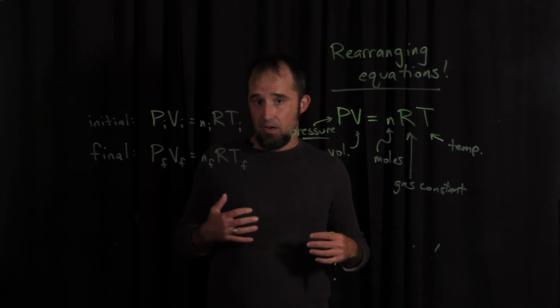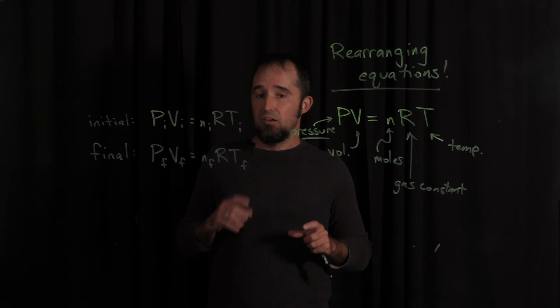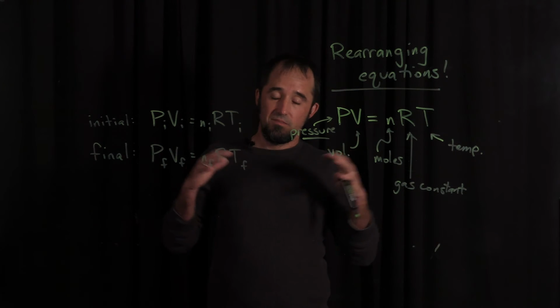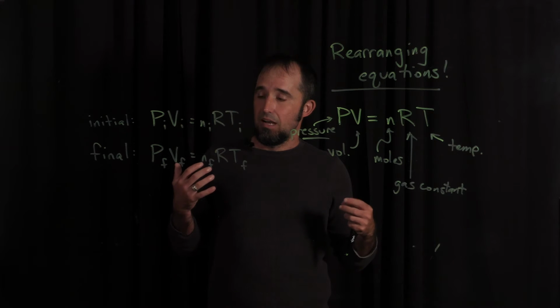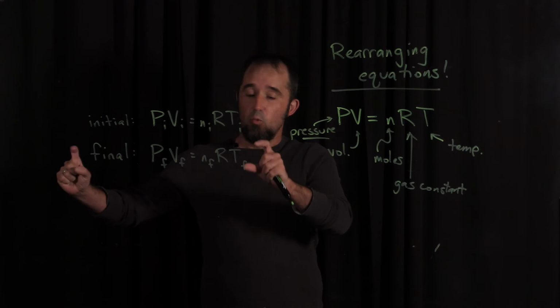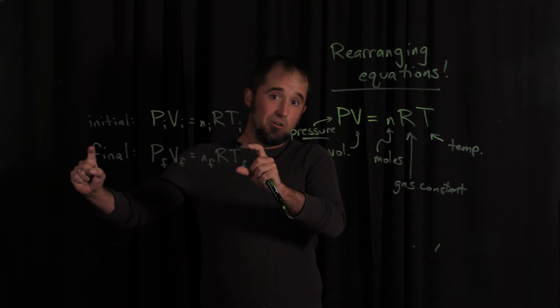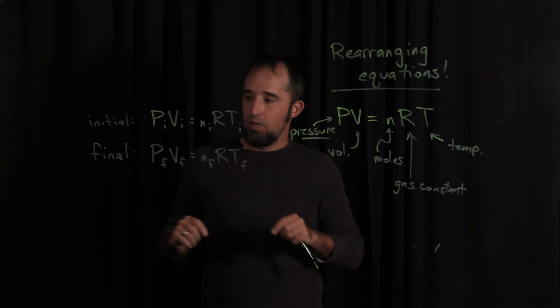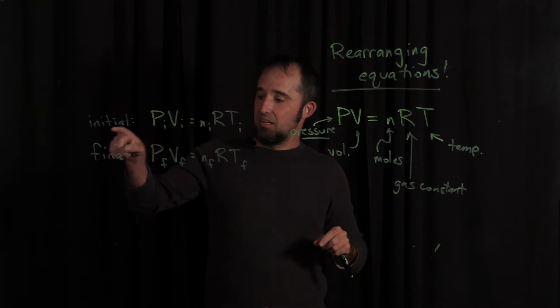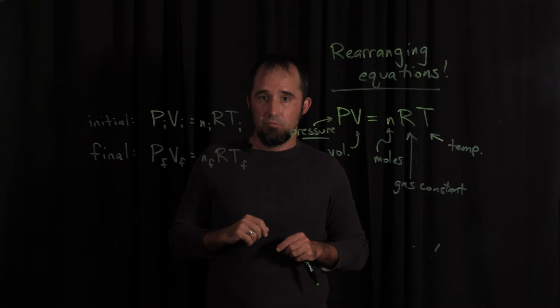There's lots of different scenarios, okay? But we can kind of focus on what is the environment of the ideal gas initially, and what is it at some later time or space or whatever, okay? So these little i's mean initial, these little f's mean final, okay?